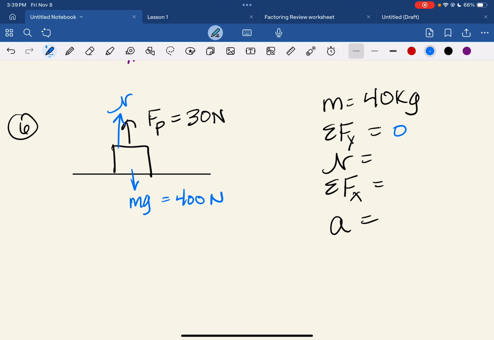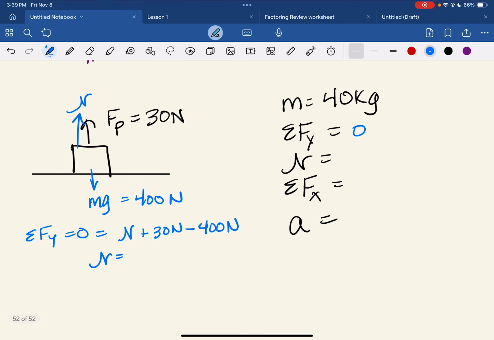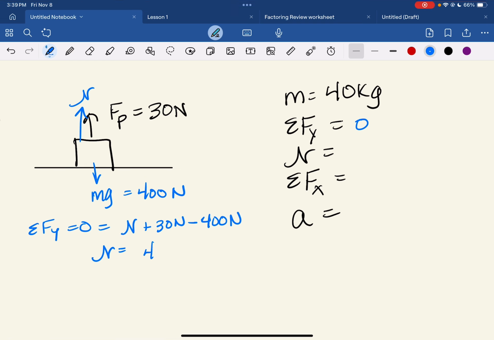Sum of the forces in the y direction is going to be 0 because that force pulling is not enough to overcome the weight of the object. So therefore, there is still a normal force. Sum of the forces in the y is equal to 0, which is equal to normal force plus 30 newtons minus the 400 newtons, which is my mg. So if I look at what the normal force is, it's going to be 400 newtons minus 30 newtons. And so my normal force will be 370 newtons.